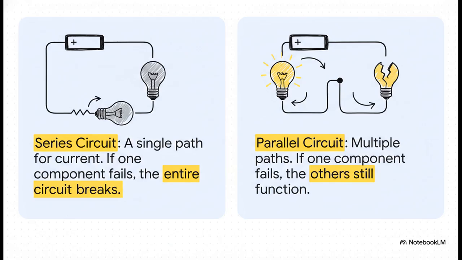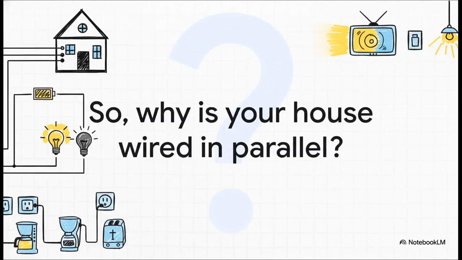The current has choices. It has multiple paths it can take. So if one bulb here decides to give up, no big deal. The current just takes the other paths and the other bulbs stay lit. See the difference? So this leads to a really practical question.